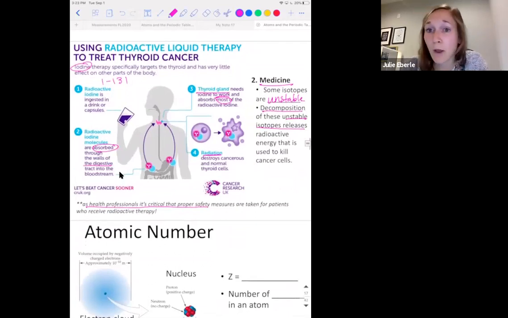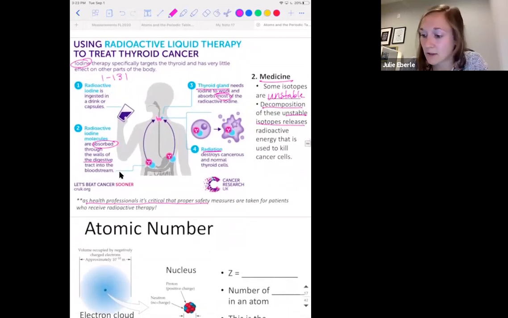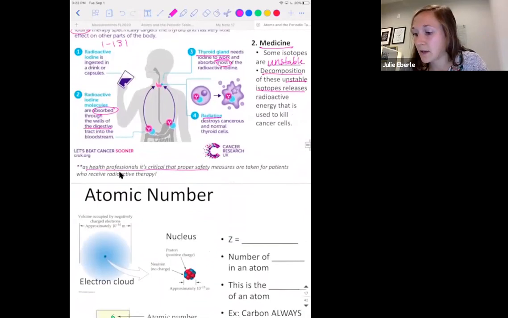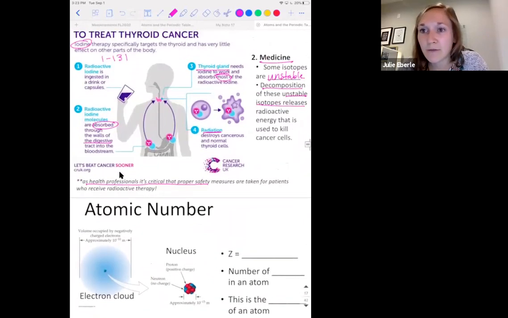But anyways, that's one way we use isotopes. That's two ways we use isotopes. So they're important. I want you guys to care about them. Now, really quick, before I define what an actual isotope is, we're going to look at two properties that are going to help us understand isotopes.